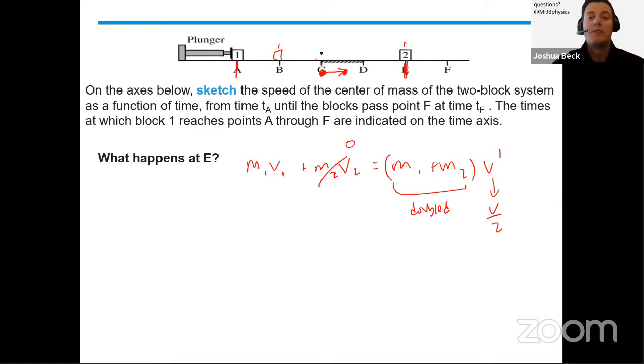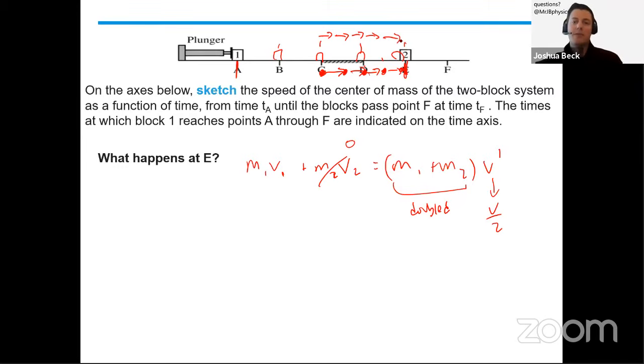Now, once block 1 gets here, that's where block 1 is, the center of mass would be right there. You can see again, block 1 moved that full increment from B to C, the center of mass moved half as much. Then once block 1 is here, you can see that the center of mass will be right there. So the center of mass keeps moving, and then once block 1 hits here, the center of mass is right there. So my center of mass moved like this, now at different speeds, at different times.